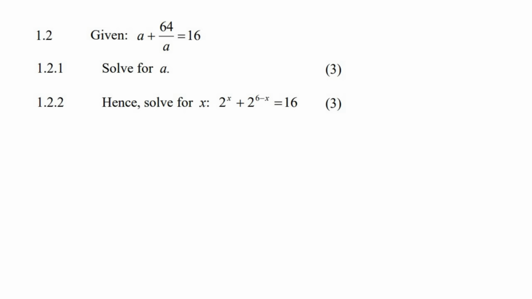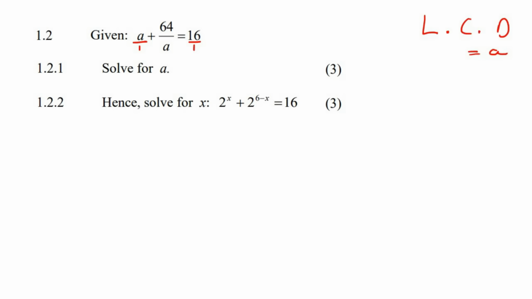This question says, given this expression over here, solve for a. So the first thing I realize is that there is a denominator. As soon as there's a denominator, you need to go find a lowest common denominator. So I would put all of these over 1. Can we all agree that the lowest common denominator would be a? Okay, so that's going to be a.